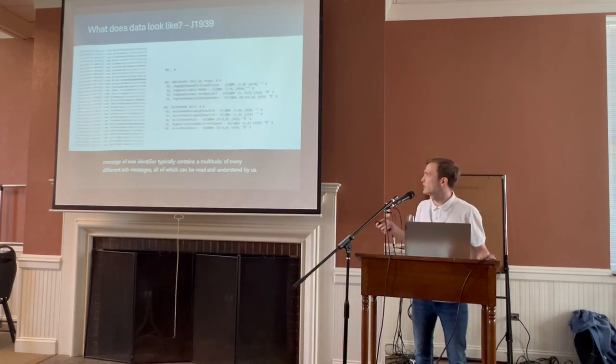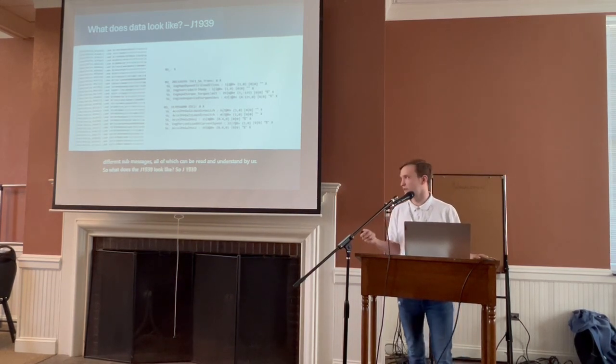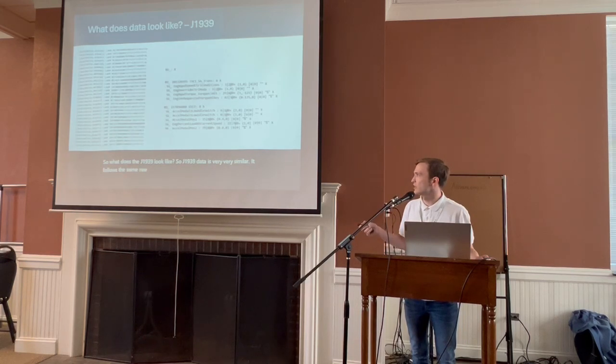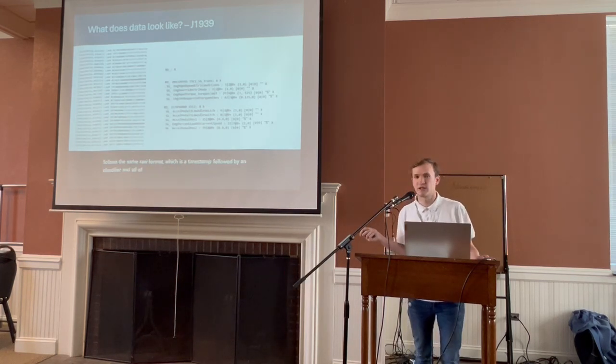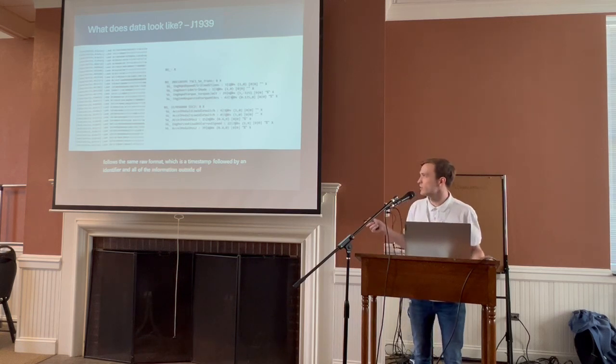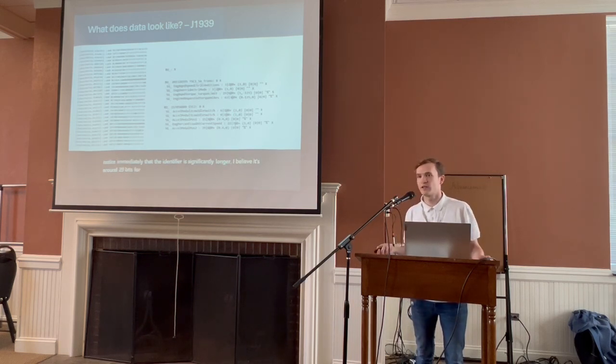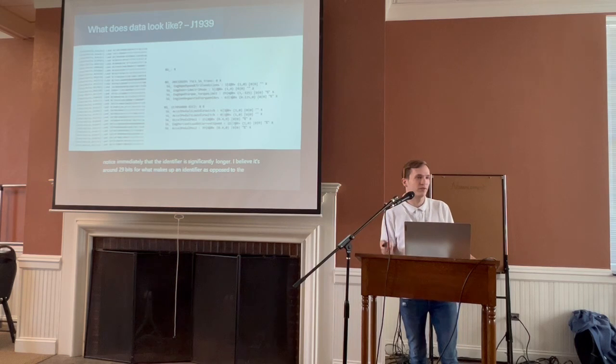So what does J1939 look like? J1939 data is very, very similar. It follows the same raw format, which is a timestamp followed by an identifier and all of the information outside of it. But you'll notice immediately that the identifier is significantly longer. I believe it's around 29 bits for what makes up an identifier, as opposed to the usual 11 bits of a CAN ID.